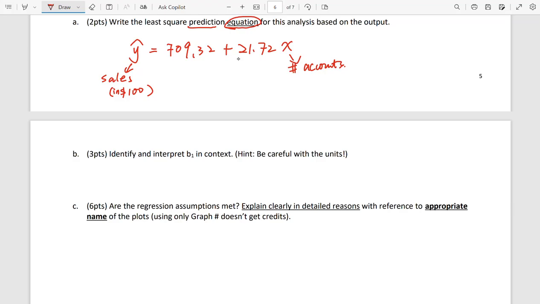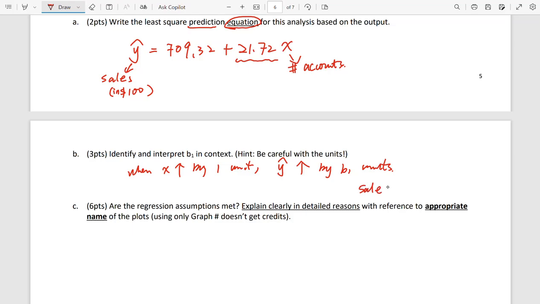So which one is B1? This is B1, right? So how do we interpret that? B1 is the slope, right? So in general, that means when x increases by 1 unit, the y will increase by B1 units, right? So in this case, that means when the number of accounts increases by 1, then the y, which is the sales, will increase by 21.72 units, right? So here sometimes some of you got confused.